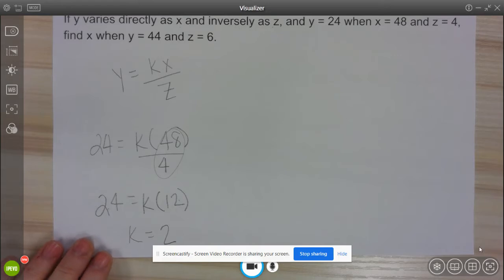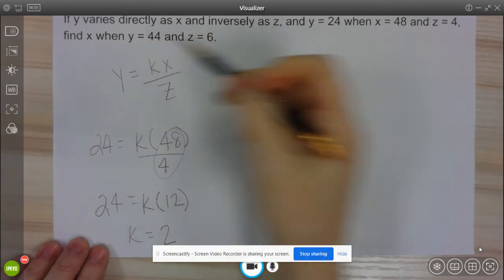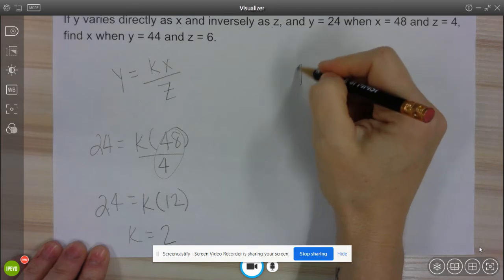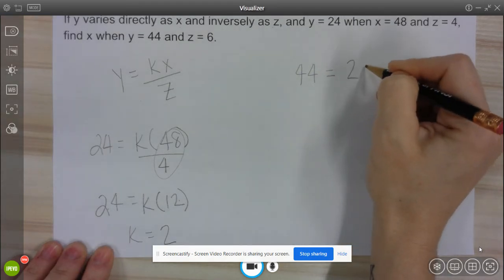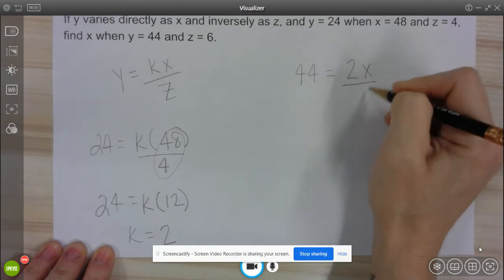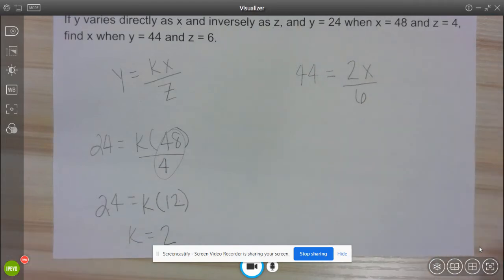So now my job is to find x. I know y is 44. I know my constant is 2. I don't know x. And I know that z is 6.